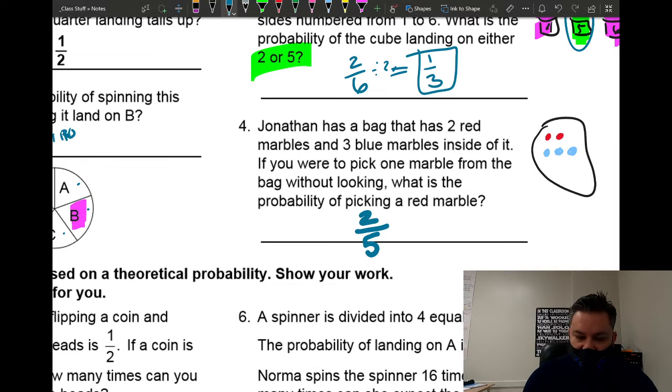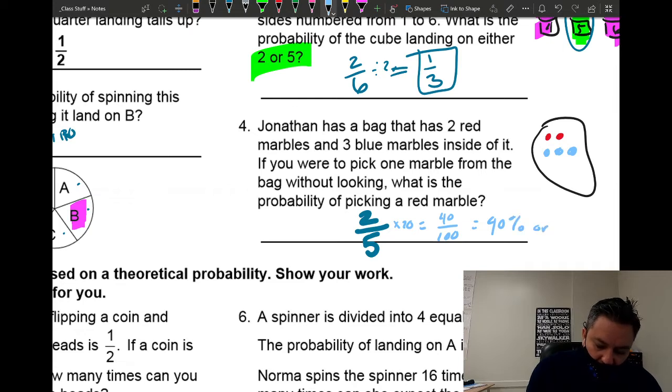And that's it, unless they ask you to convert to percent or decimal, which you can do on this one. If you multiply times 20, it'll be 40 out of 100, which equals 40%, or 0.40. And that's it.